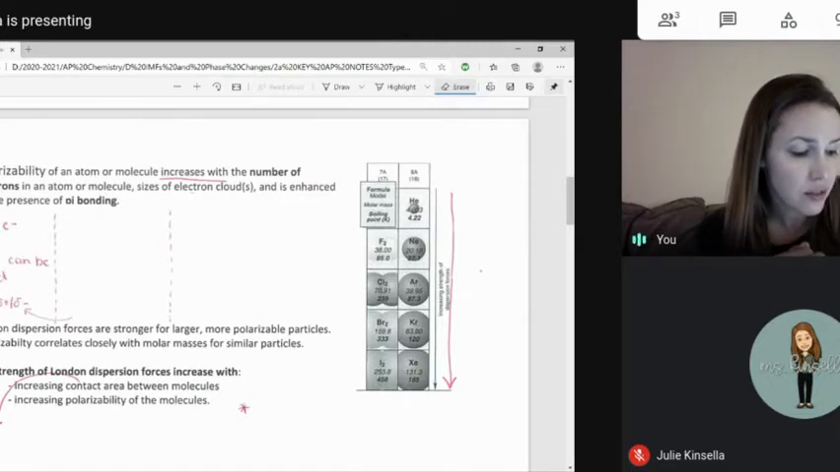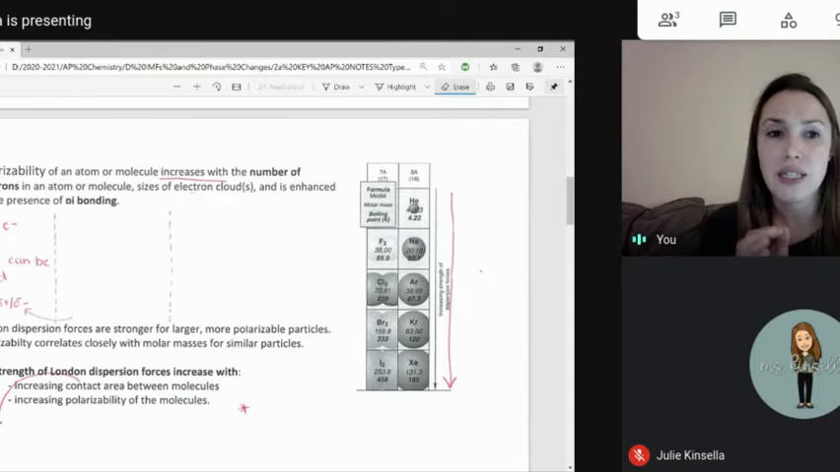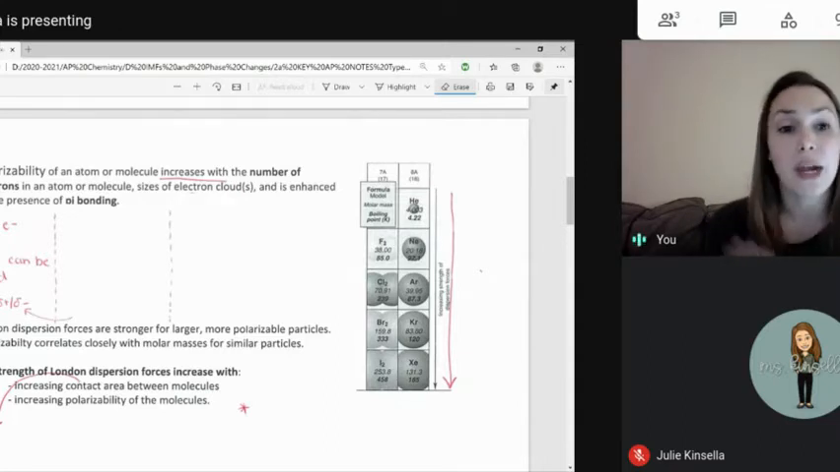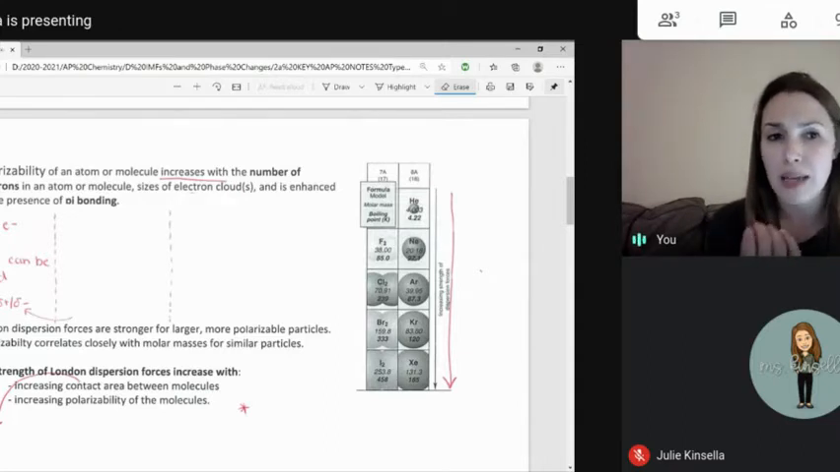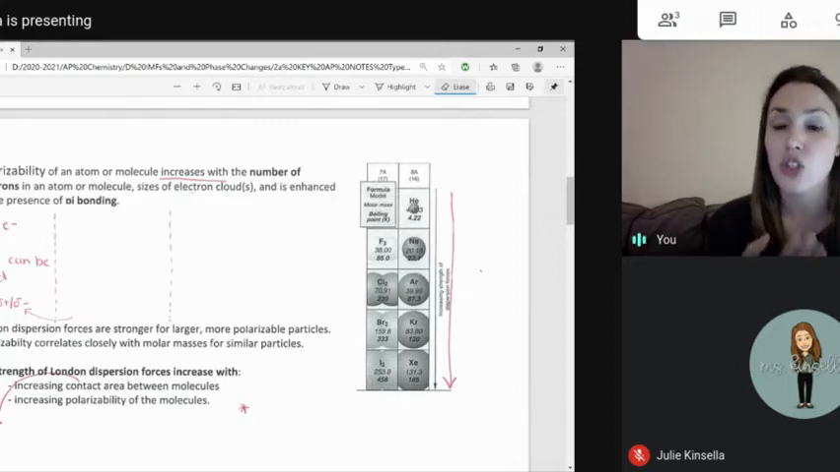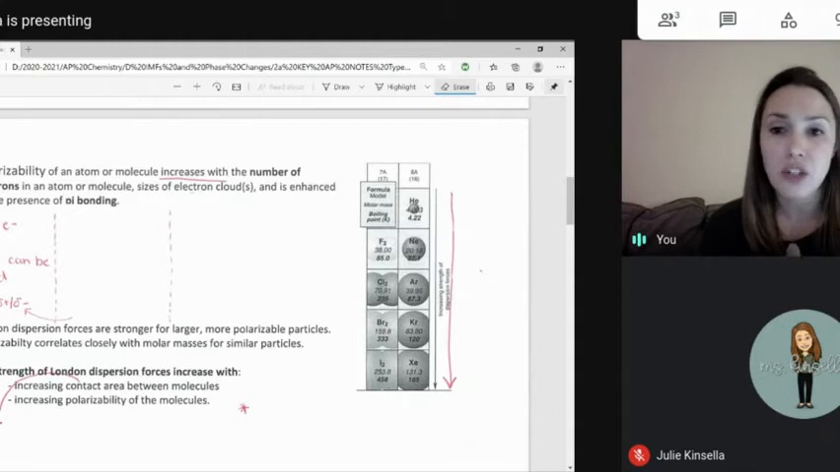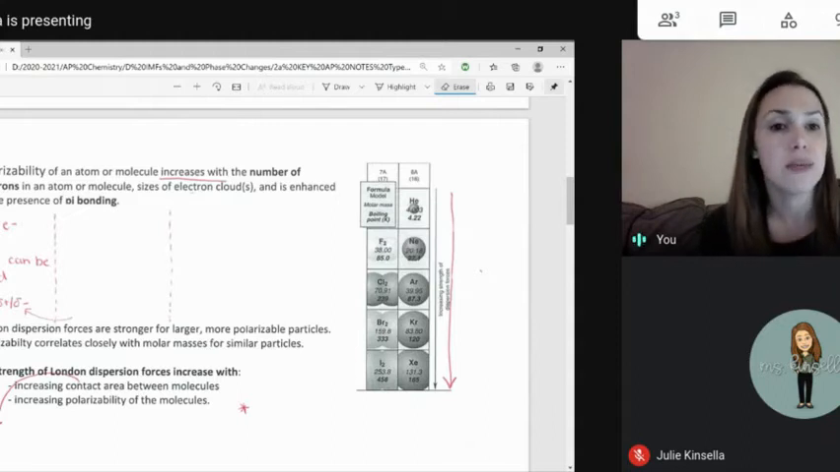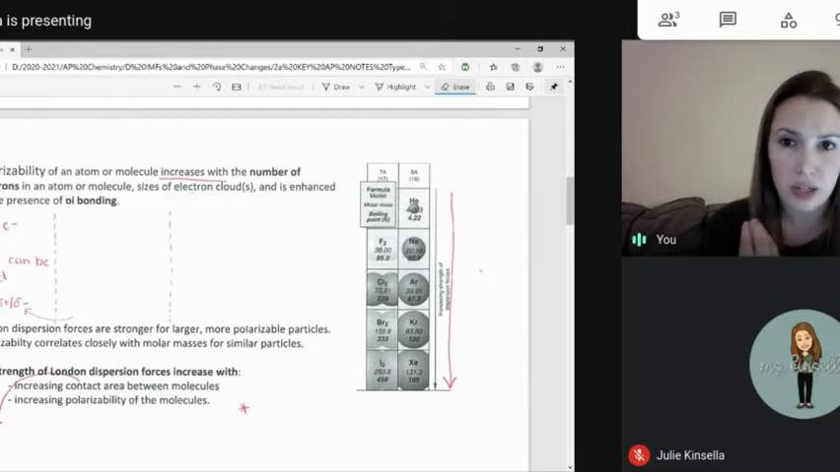So let's take that first one, number of electrons. The more electrons, the more the electrons can become distorted. So the greater that temporary partial positive, partial negative will be, which means that you're going to create a greater or stronger attraction. So the more electrons, the greater the polarizability, because the electrons can be distorted more, which is going to create a stronger attraction.